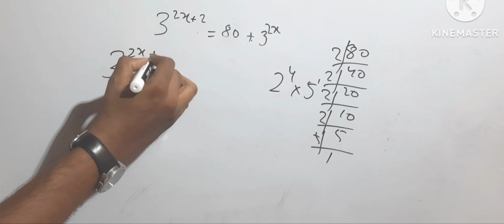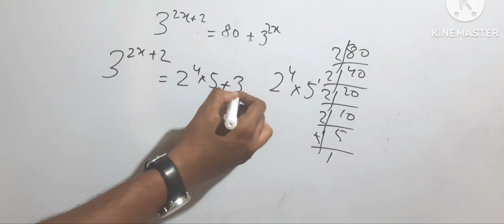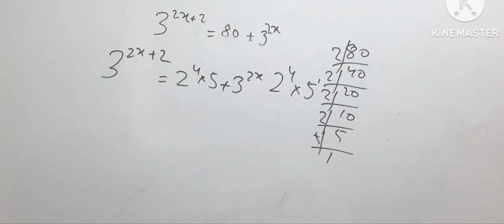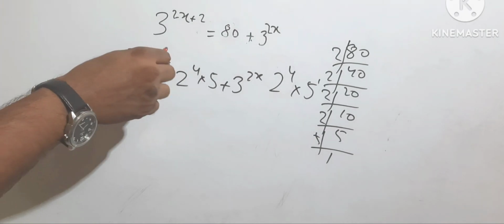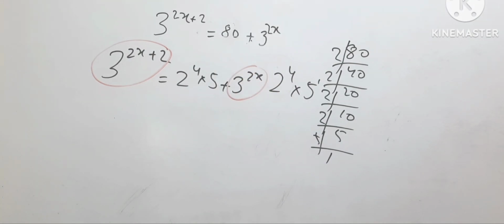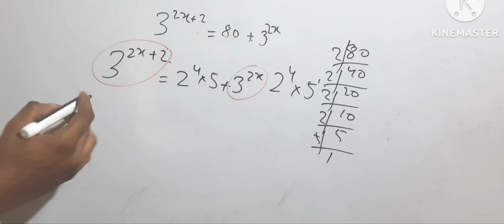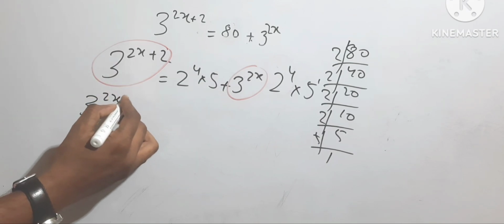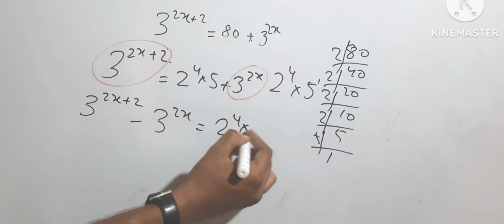So instead of 80 you write 2x plus 2, plus 3 to the power 2x. After that, what do you have to do? As you told us, we arrange them. If you see this one, they look similar, so we have to keep them together. This has a plus, so it will become minus. So 2x plus 2 minus 3 to the power 2x is equal to what you are left with, you write like this.